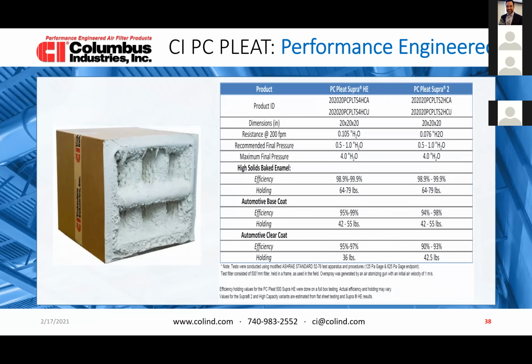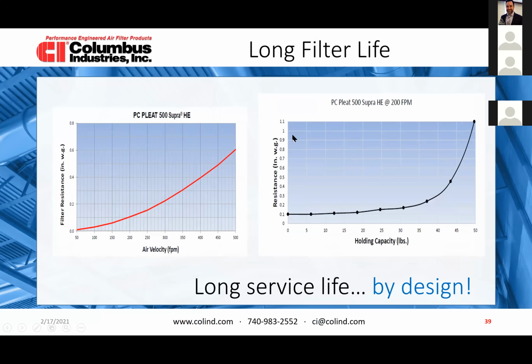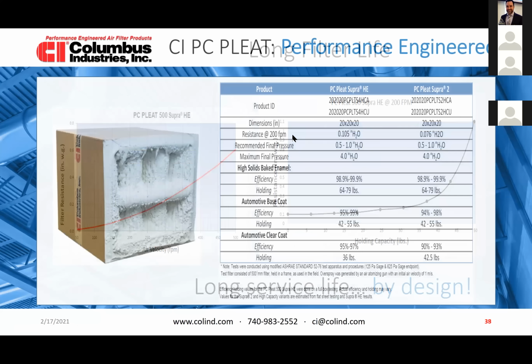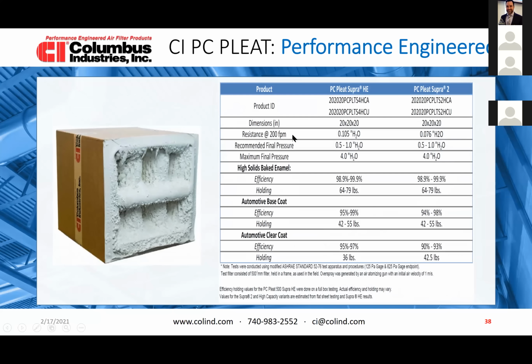This shows us the performance levels. I think my presentation is going automatic on me for some reason, but we'll try and keep it here. This is the high capacity, high efficiency, and this is the high cap supra. These are the two main filters that we use in here. We can see the initial pressure drop is a little higher with the high efficiency filter, 0.105 versus 0.076.